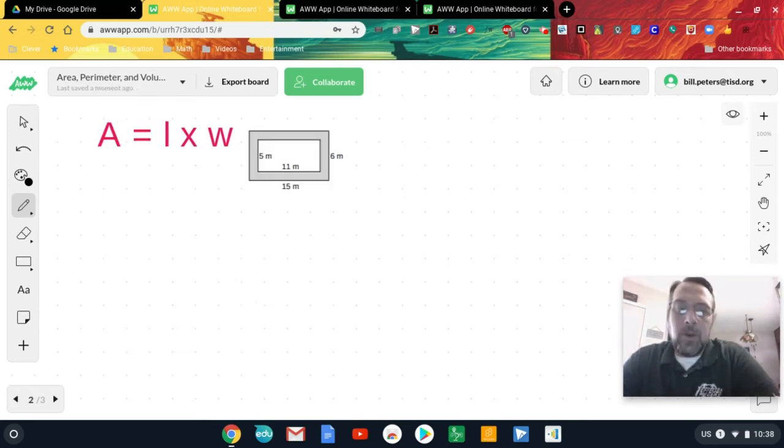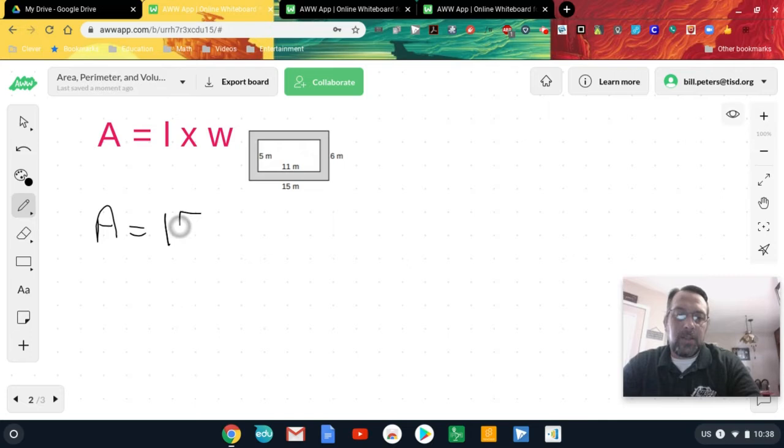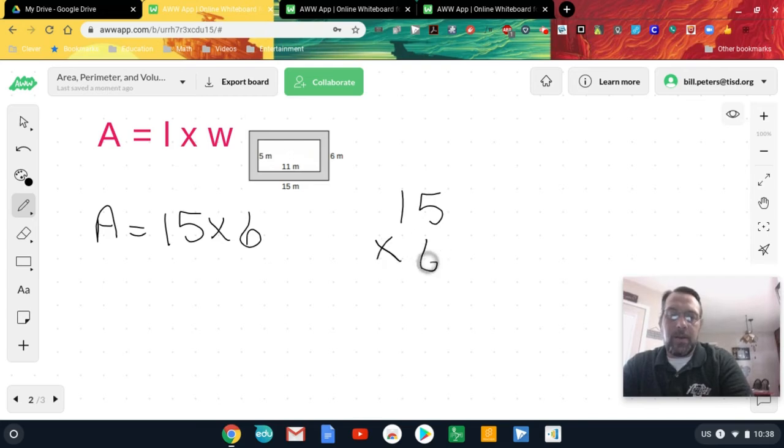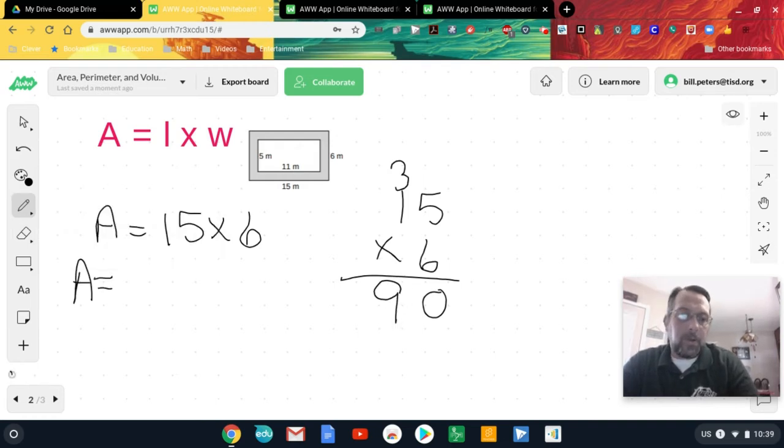Next, area. We're going to do the area of the gray box. Area is length times width. So therefore, area would be 15 times 6. 6 times 5 is 30. Carry my 3. 6 times 1 is 6, plus 3 is 9. So the area is 90 squared meters.